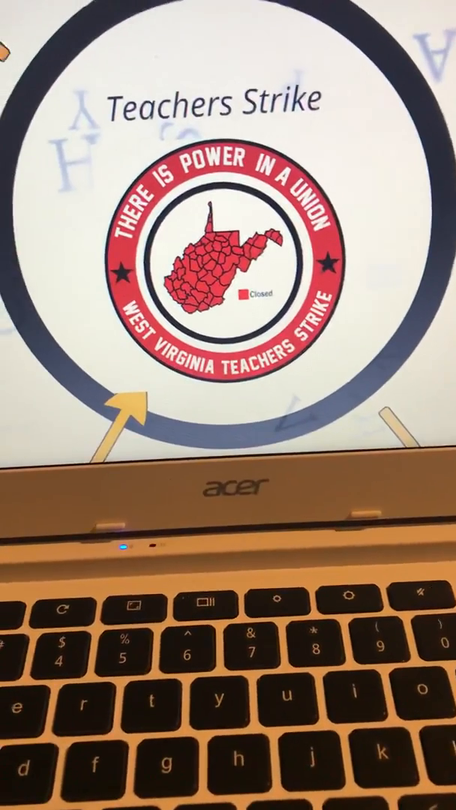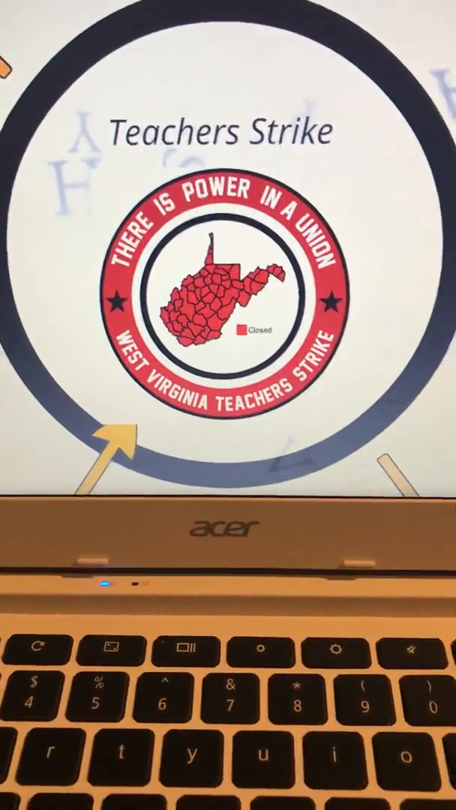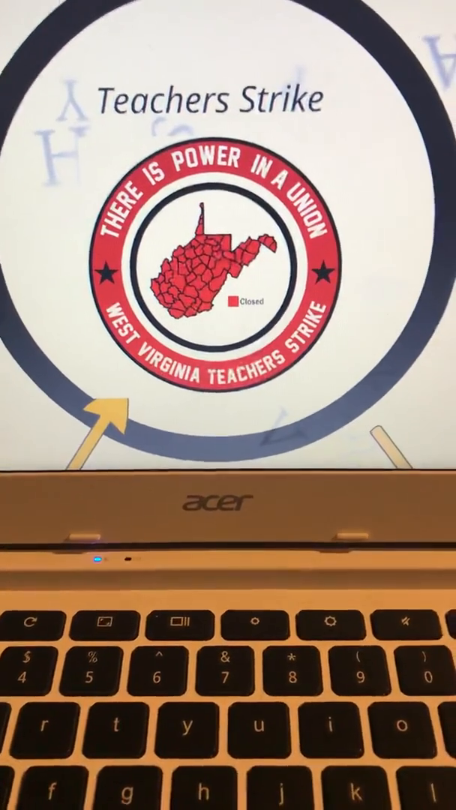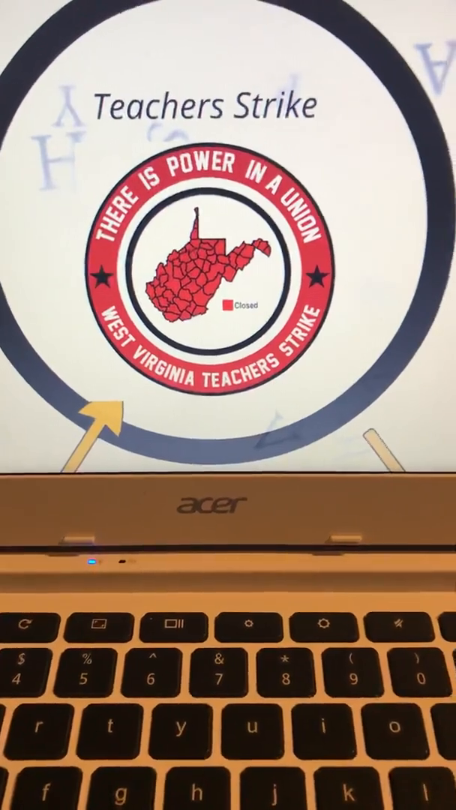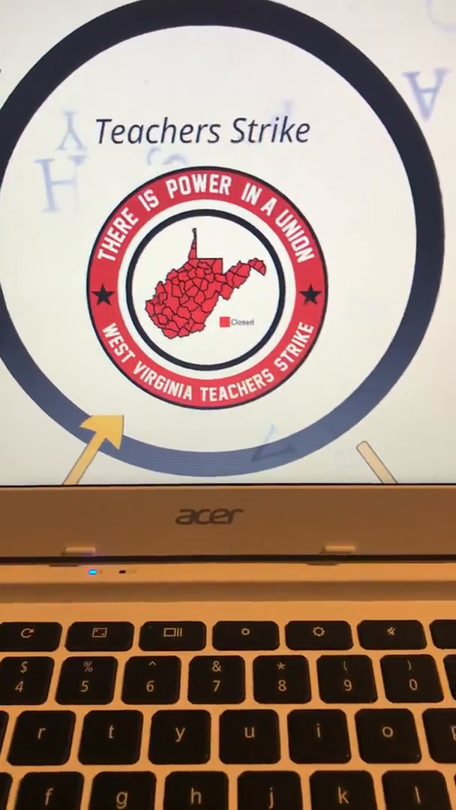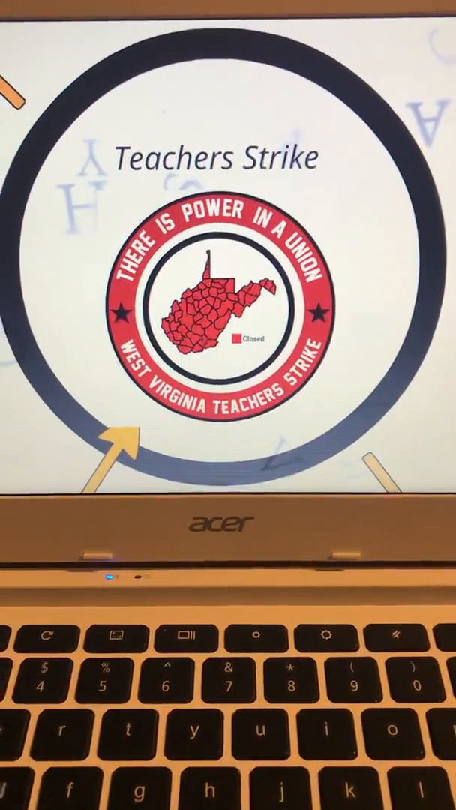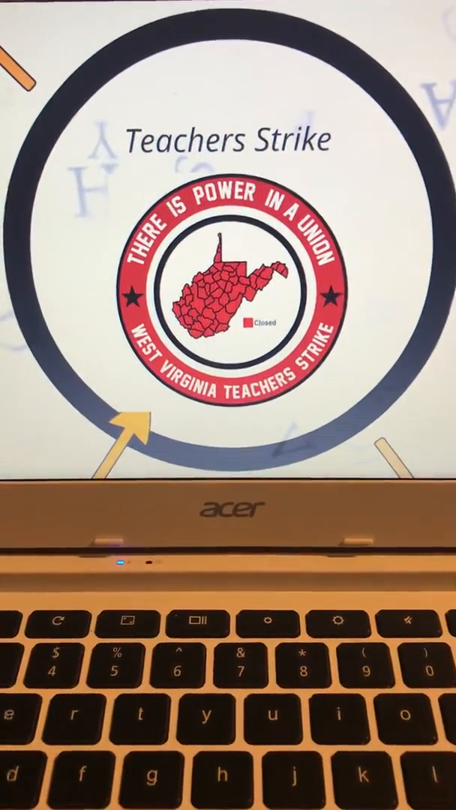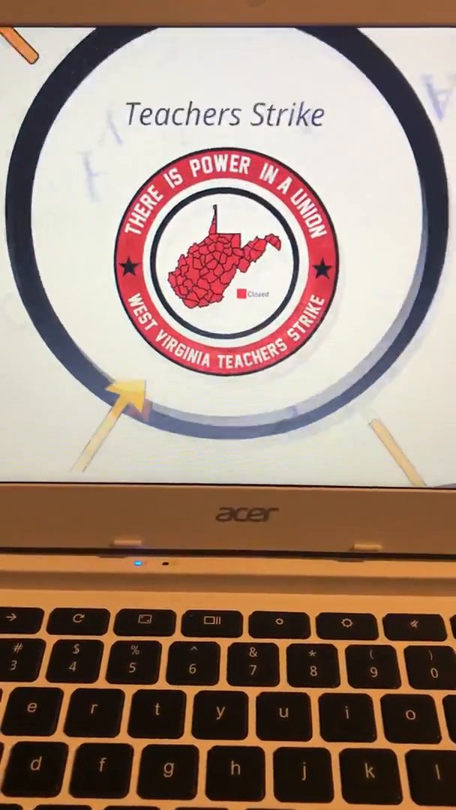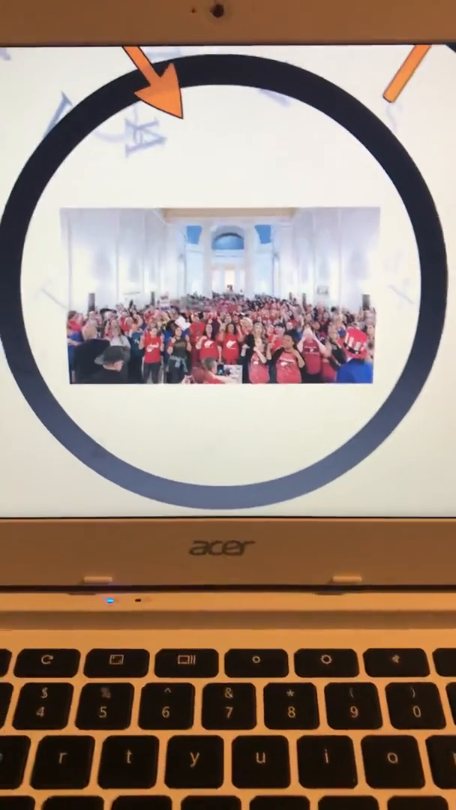The teacher's strike happened in West Virginia in March. This picture shows the teacher's strike. All 55 counties in West Virginia closed due to pay and health care issues that the West Virginia government was not helping them with. They were trying to kind of bully them into what they wanted, and the teachers all stood together and said that they were not going to take it. This is a picture of the teachers at the Capitol.